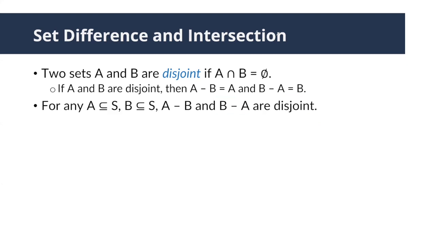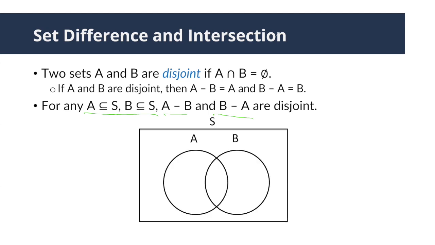Second, for any two sets A and B, A set minus B and B set minus A are always disjoint. Let's use the Venn diagram to show it. This area is A set minus B. This area is B set minus A. And you can see these two shaded areas do not have any overlaps. Therefore, they are disjoint.